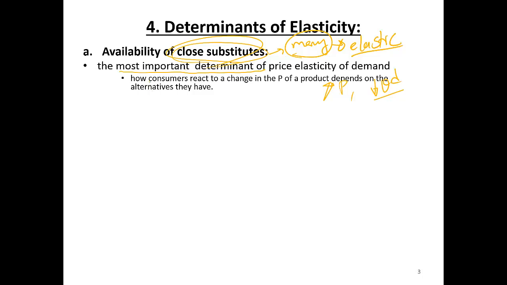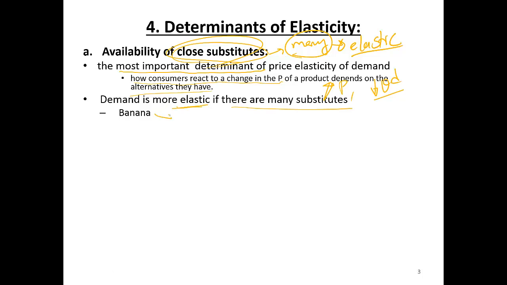So this availability of close substitutes tells you how consumers react to a change in price of a product, and it depends on the alternatives they have. Demand is more elastic if there are many substitutes. It's inelastic if there are few substitutes.